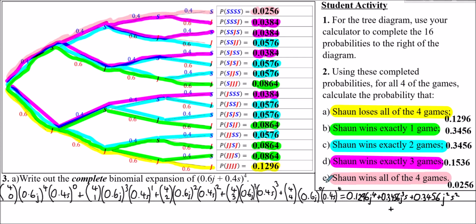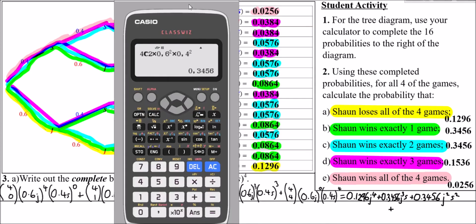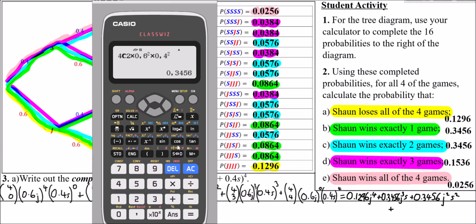Then winning exactly 3 games, we're looking at this coefficient, the penultimate one. So 4 choose 3, 0.6 to the power 1, 0.4 to the power 3. So I'll just move the calculator out of the way so we can see it. So 4 choose 3, 0.6 just to the power 1 this time.